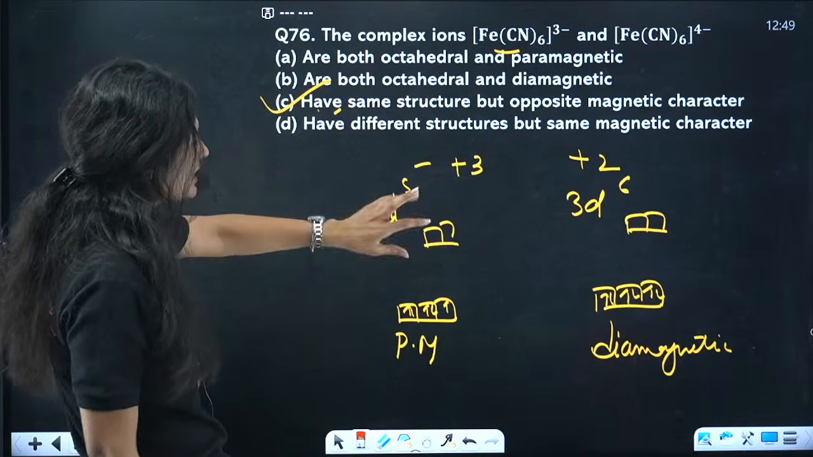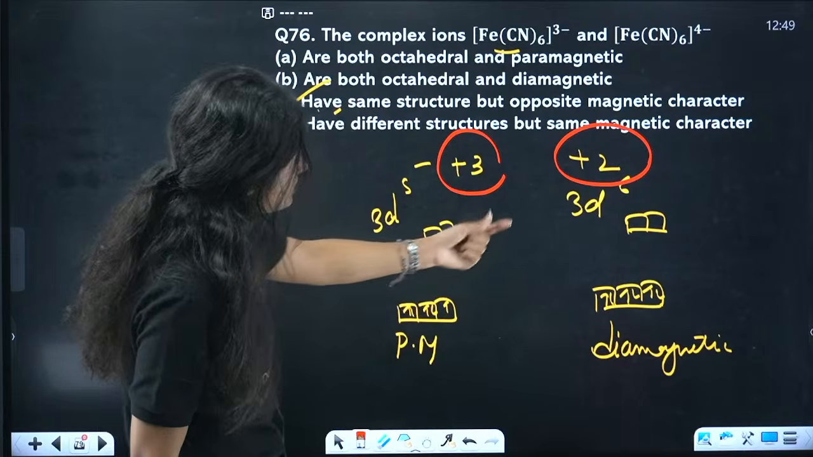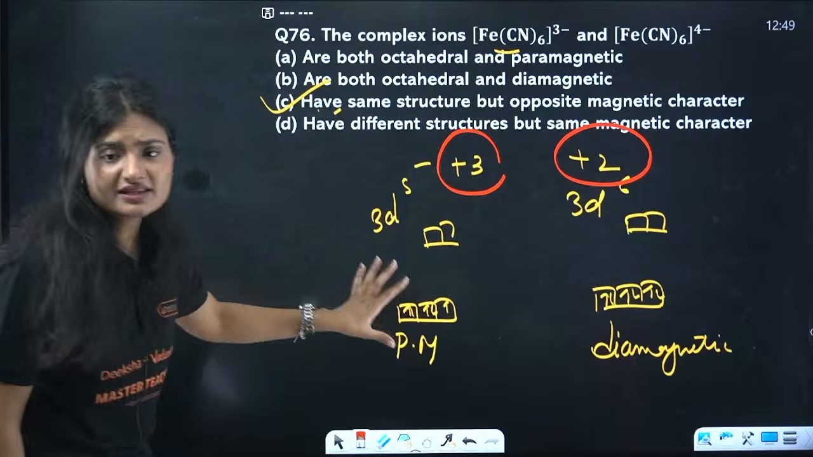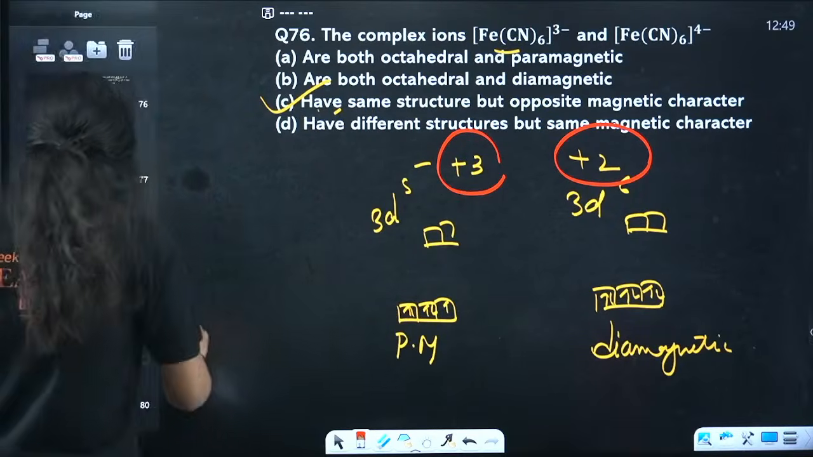Complex ion relationships, again this is +3, this is +2. In this case you have 5 electrons, in this case you have 6 electrons. Even if you pair these 5 electrons, one will be unpaired, so that means it will be paramagnetic.